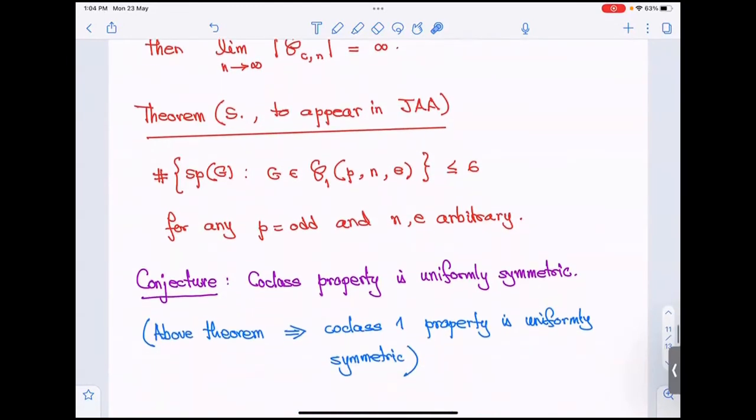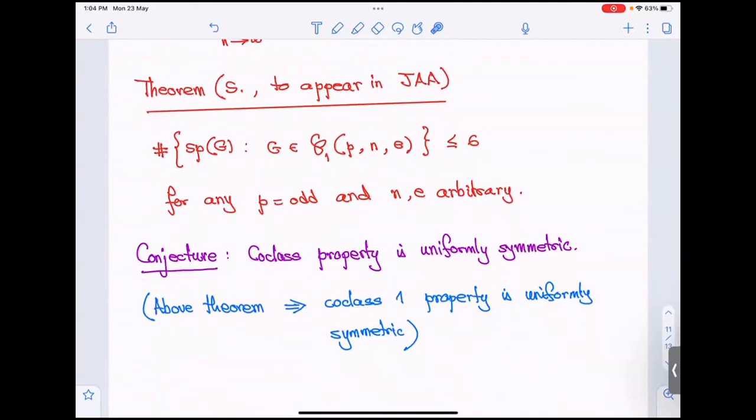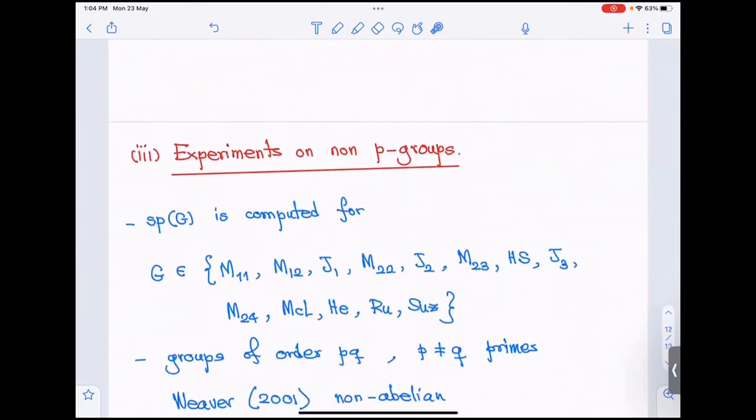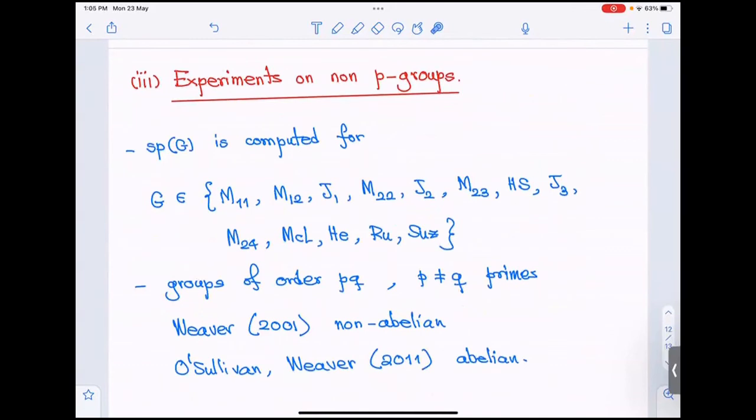Beyond this, one should look forward to a conjecture like this, that the co-class property is uniformly symmetric, and that would basically settle the entire Hurwitz problem for finite p-groups. I will end with a few examples from the last experiments.